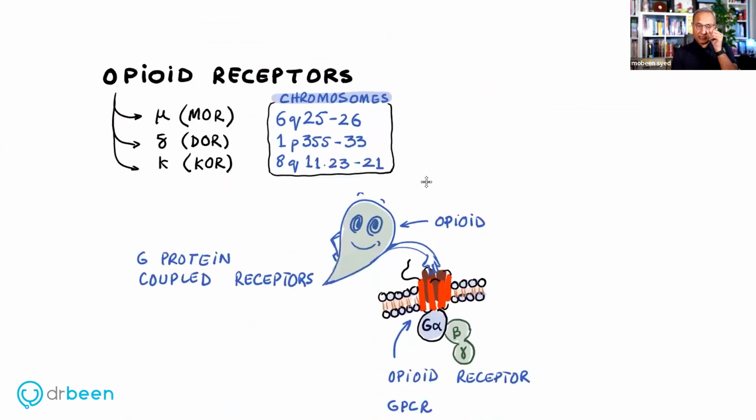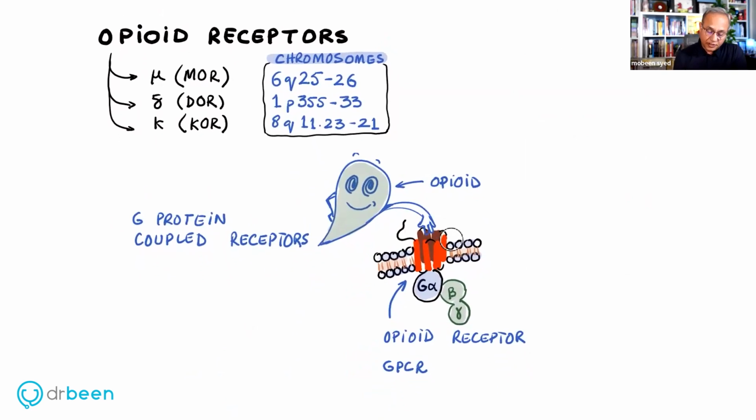Then a quick, once again, review of the opioid receptors. Opioid receptors, as I said before, are MOR or mu opioid receptors, delta opioid receptors, kappa opioid receptors. On the chromosomes, the mu receptors are present on the large arm of chromosome 6, location 25-26. And the delta is present on chromosome 1, petite arm or small arm, location 35.5-33. And kappa is present in chromosome number 8, large arm, location 11.23-21. So these are the chromosomal locations for the genes that help make opioid receptors.